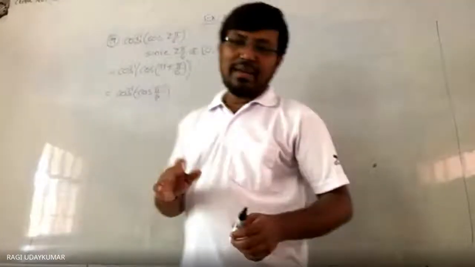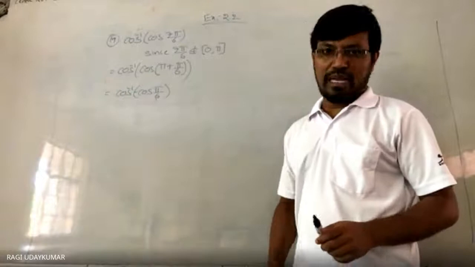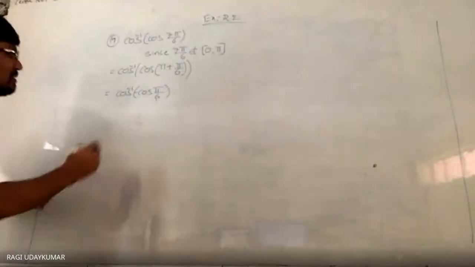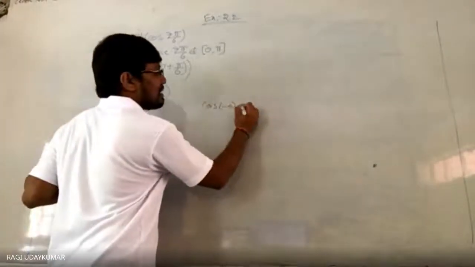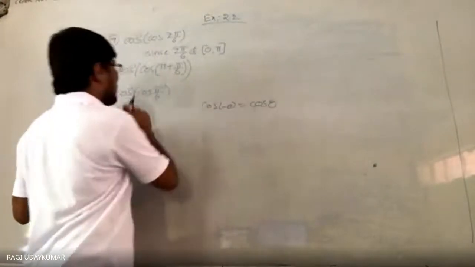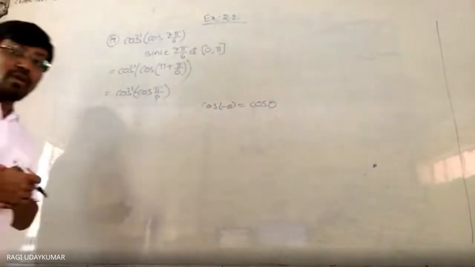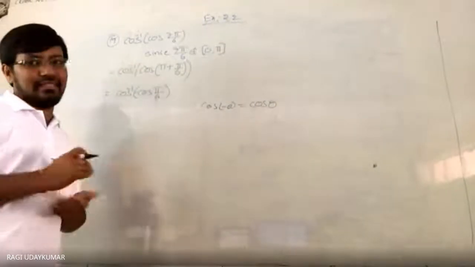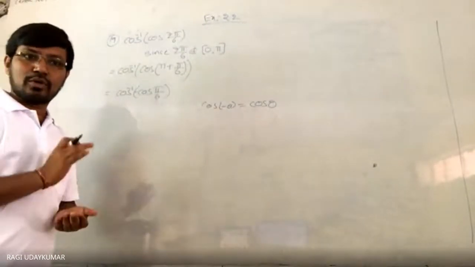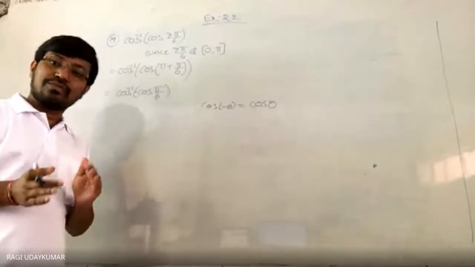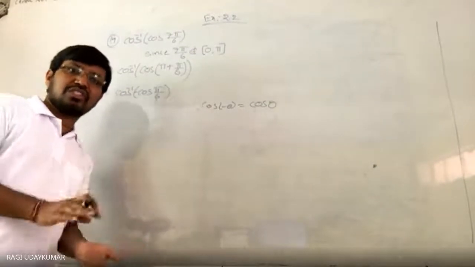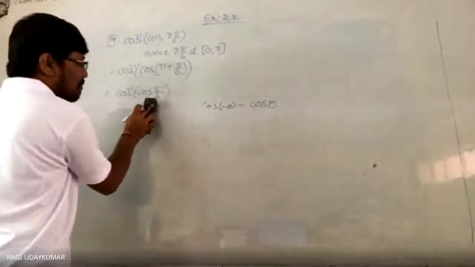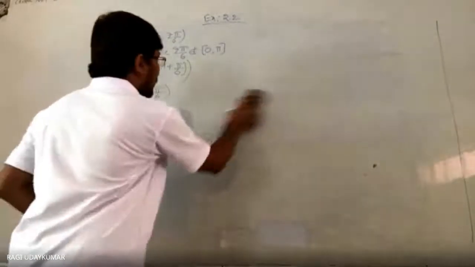A problem completely different from the remaining two problems. It looks like a similar problem only, but here this cannot be written like that, because cos of minus theta is equal to plus cos theta, but here the minus has come. So in this situation what to do? You cannot proceed like this. In the first step itself, you need to change.